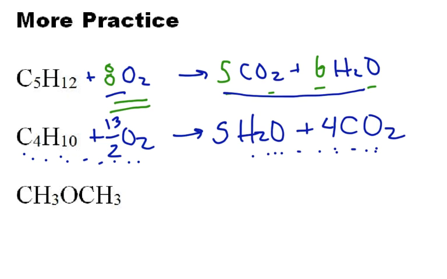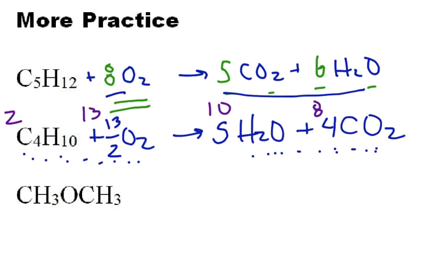Now, it would be perfectly proper at this point to double the entire equation and use the numbers 2, 13, 10, and 8, and that would also be a perfectly good balanced equation.